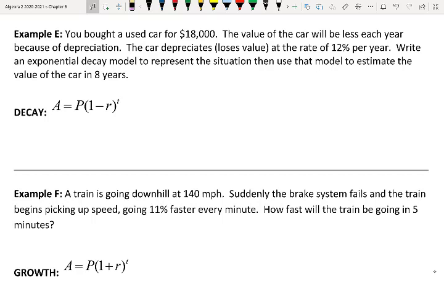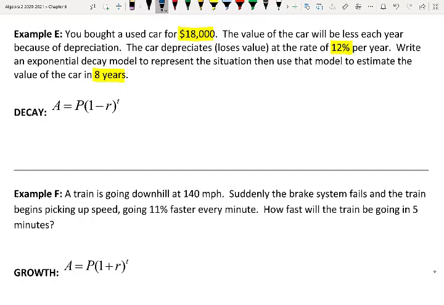So, looking for our 3 variables, we need P, R, and T. We have our principal investment, that's that $18,000 that we started with. Our R is 12% per year. That's the R value there. We're going to have to make sure we convert that into a decimal. And then the last thing that we'll plug in there is our T value. That's our time period. That's going to be 8 years.